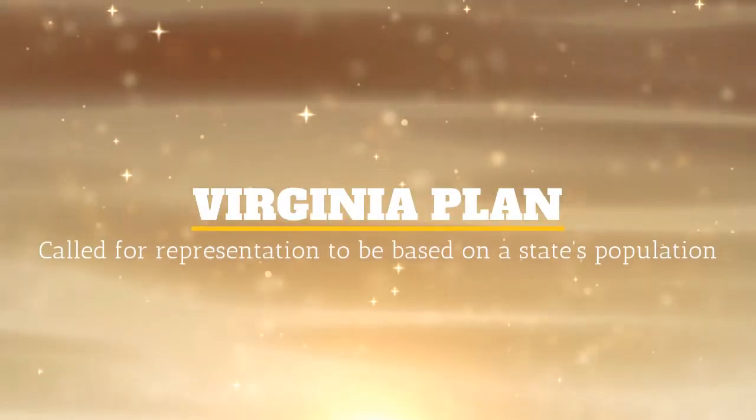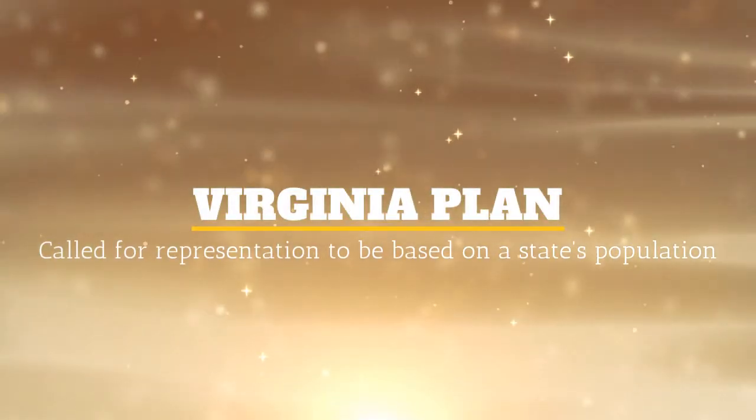Such was the dilemma at the Constitutional Convention. So these two plans were set forth. The New Jersey plan, which called for equal representation in just a single chamber of legislators, and then the Virginia plan, which called for representation to be based on a state's population.